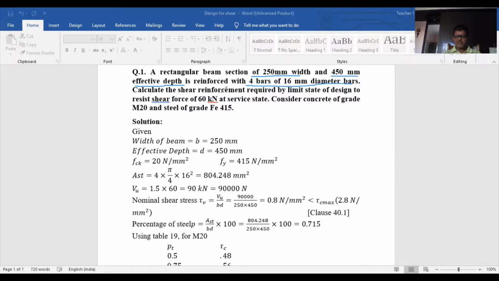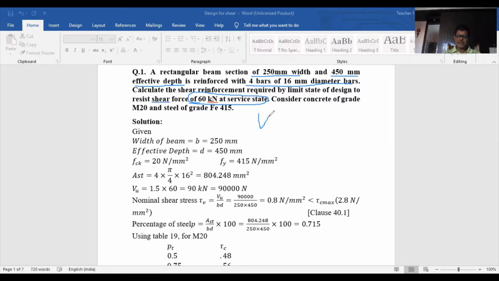Then calculate the shear reinforcement required by the limit state method of design, because we are not doing the working stress method of design, which is nowadays obsolete. All the designs are being done nowadays by the limit state method of design, to resist a shear force of 60 kilonewton at service state. It is not given as limit state shear. If it is given as working state, service state, then you have to multiply this value by 1.5 to find out the limit state shear.